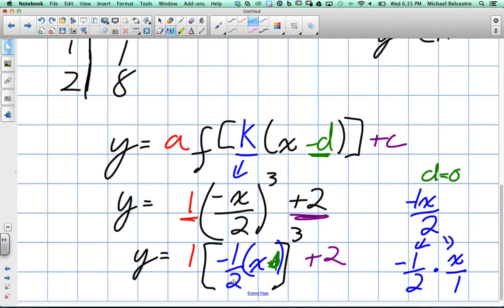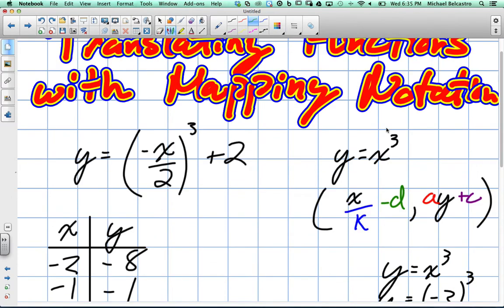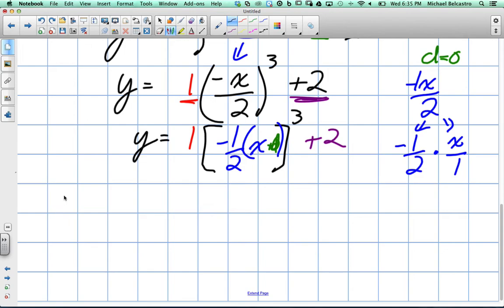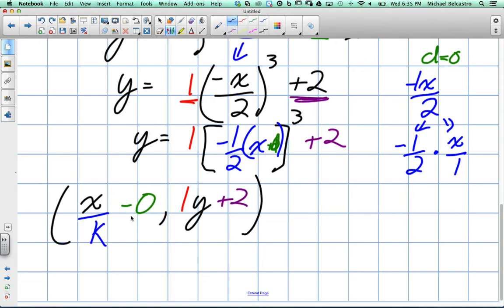Now, this negative 1 over a half is also difficult to put into our mapping notation. So let's write out our mapping notation below. Again, we said mapping notation is x over k, and I said minus d. It doesn't make a big difference here. In the other version, I said plus d, it just depends how we extract it. In this case, d is 0. I actually subconsciously already wrote it in. Our a value is 1 times y, and our c value is 2. That's straightforward enough. The d is straightforward enough.